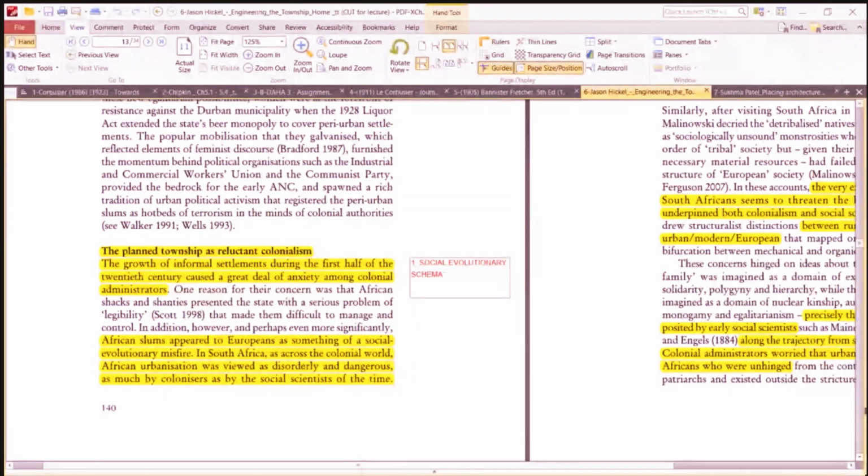So now you have Black Africans moving to the cities. And this is causing a lot of anxiety. What are these? All of these people are coming here. What are we going to do with them, right? It caused a great deal of anxiety amongst colonial administrators. African slums appeared to Europeans as something of a social evolutionary misfire, right? So these things are all connected.